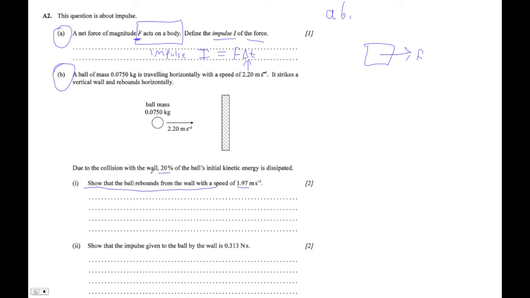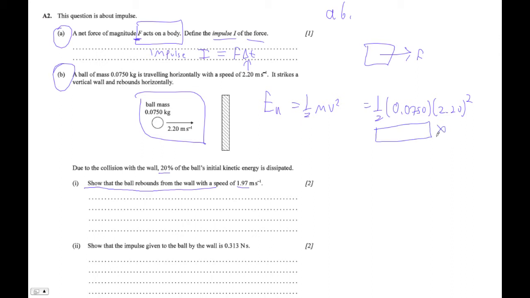Okay, so here's what you're going to do. You're going to figure out the kinetic energy before it hits the wall. So E_K is 1/2 mv squared. So go 1/2. What's our mass? 0.0750. Notice we have 3 sig figs here. 2.20 squared. So figure that out. That's a number. Multiply by 0.80, and that will dissipate 20%. This is 20% is gone, and that will give you another number.